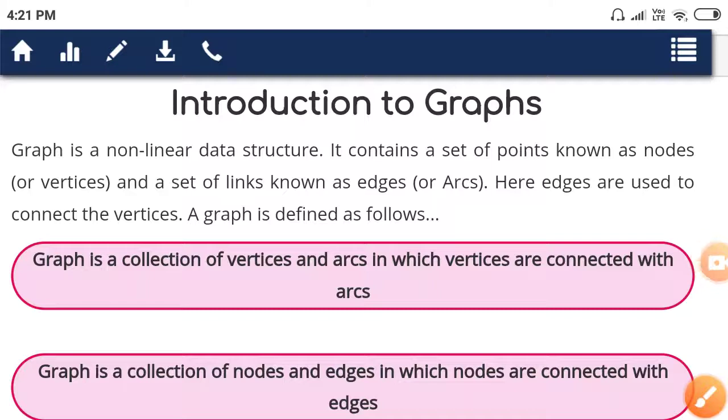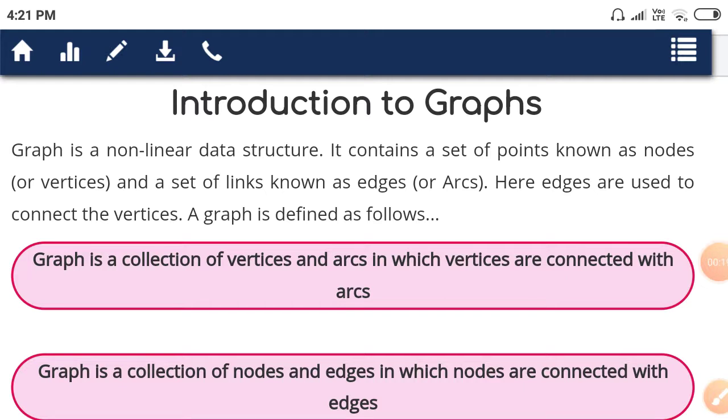About the graphs. Okay, so this is the last chapter, the last topic in our syllabus. Here we are going to discuss the entire thing regarding the graphs. So what is a graph, then terminology, and then how to represent the graphs. Okay, so first, what is a graph?